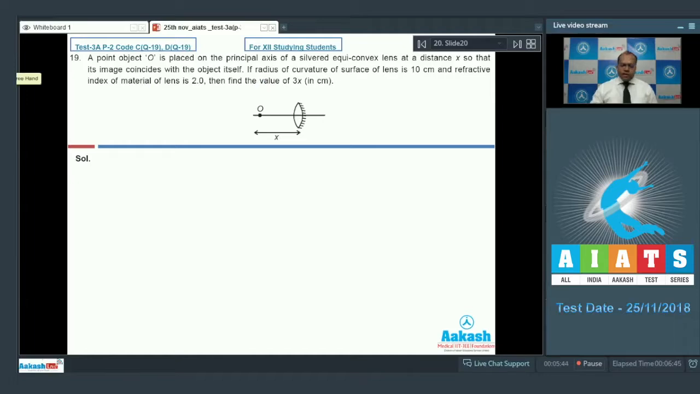If I apply the concept of equivalent power, then P equivalent is equal to 2 times the power of the lens plus the power of the mirror. If the rays are converging, then we consider power as positive, and if the rays are diverging, then we consider power as negative. We know that the power of the lens is equal to 1 upon f, where f is the focal length of the lens, and the power of the mirror is equal to minus 1 by f, again where f is the focal length of the mirror.